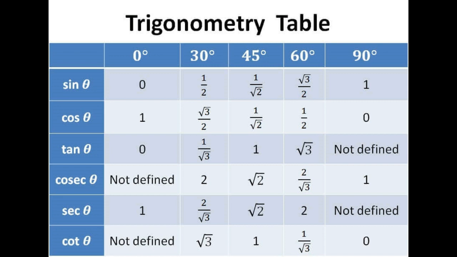Now in cosec, the reciprocal of sine. So just imagine the sine, and the numerator must be in the denominator, the denominator must be in the numerator. Alright, cosec: not defined, 2, root 2, 2 upon root 3, 1. Again: not defined, 2, root 2, 2 upon root 3, 1. Now the remaining one is sec. You just need to do it by yourself.